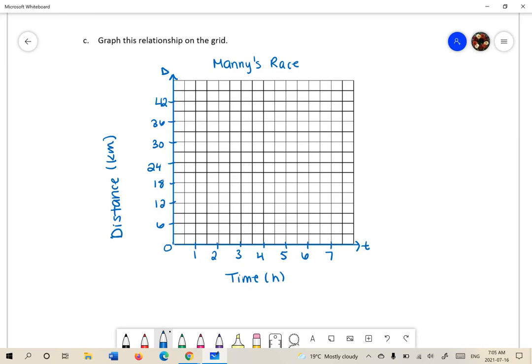So using the points in my table of values, I'm going to plot 0, 0; 0.5, 3.5; 1, 7; 1.5, 10.5; 2, 14; 3, 21; and 5, 35.